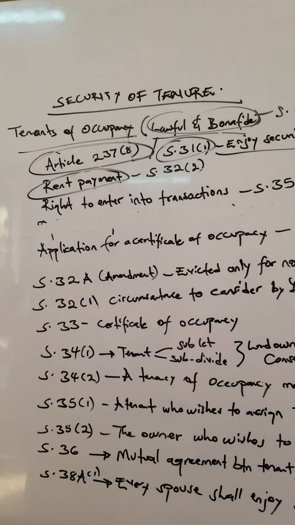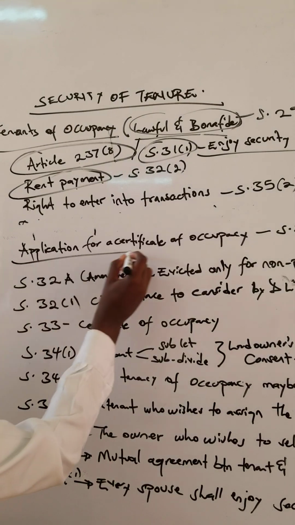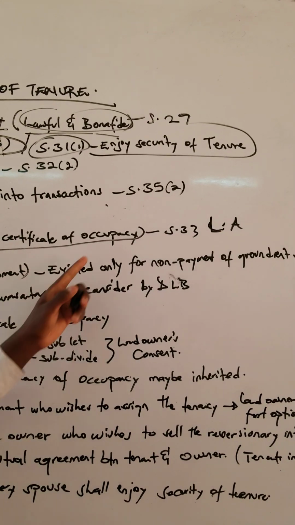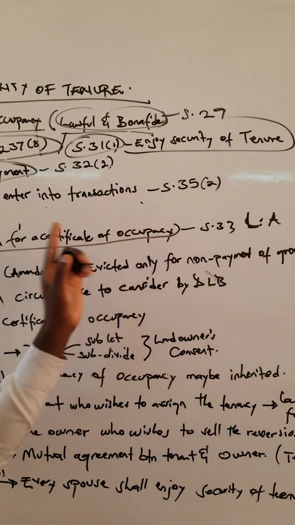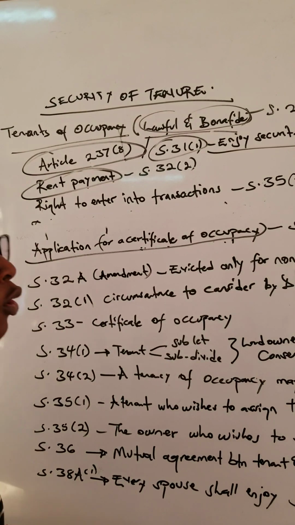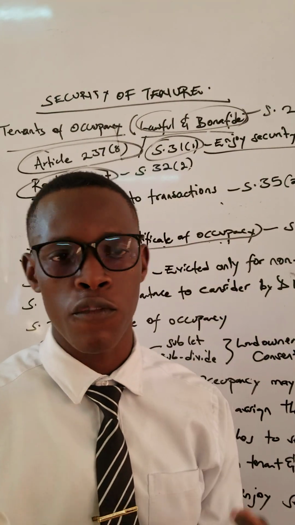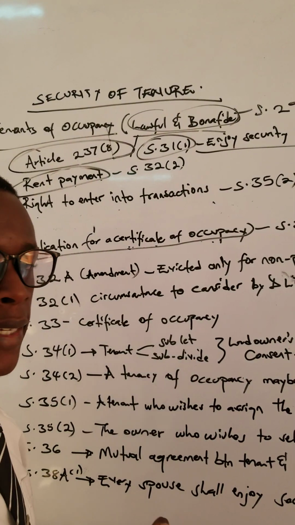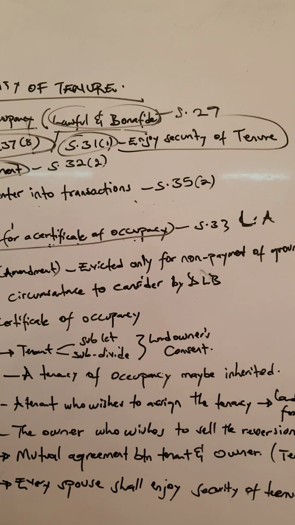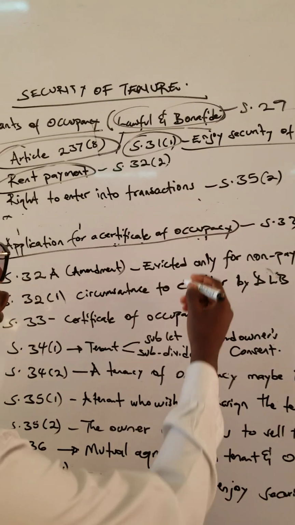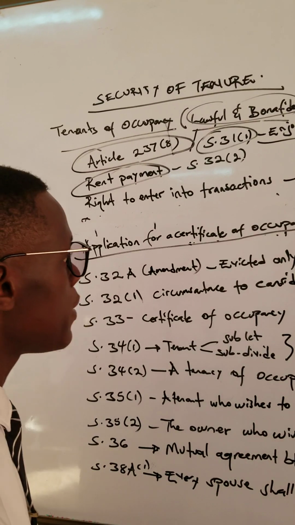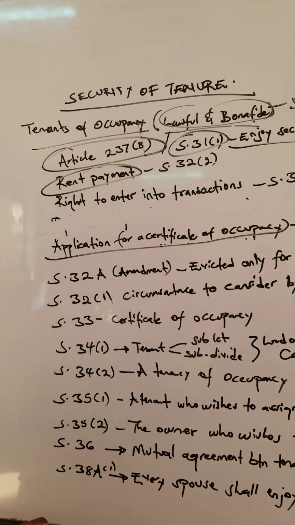Then there is the application for the certificate of occupancy, which is under Section 33 of the Land Act. Any lawful occupant or tenant by occupancy may go to the district land board and apply for the certificate of occupancy, which they will give him or her. So bear that in mind about the certificate of occupancy. It shows that you are the permanent owner of that property, given the fact that your name is not on the registered title to the property, but you have the audacity to refuse eviction.